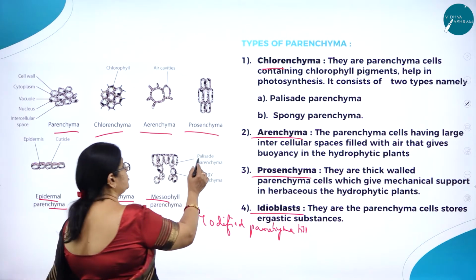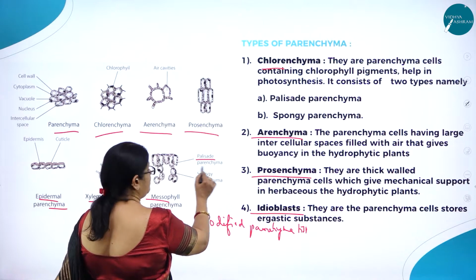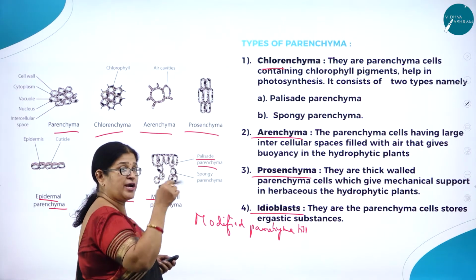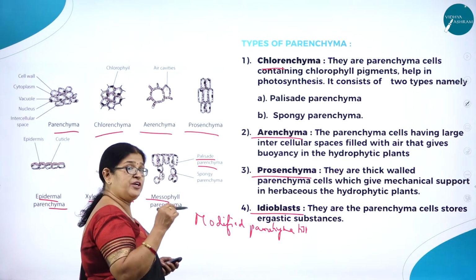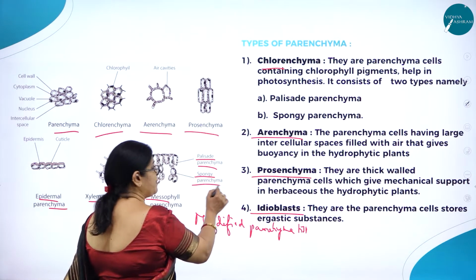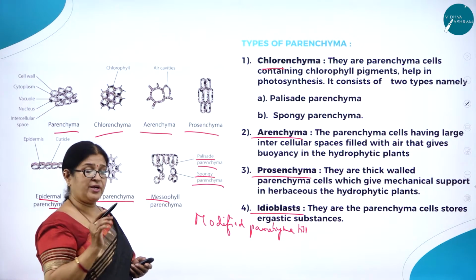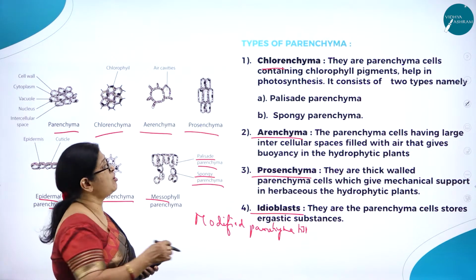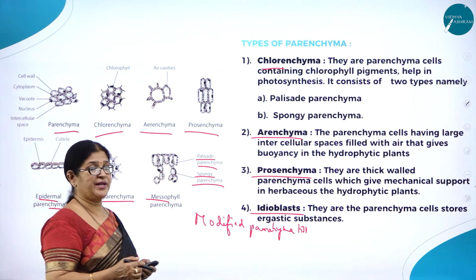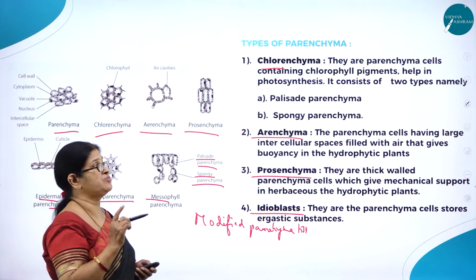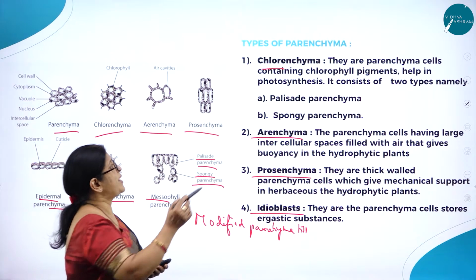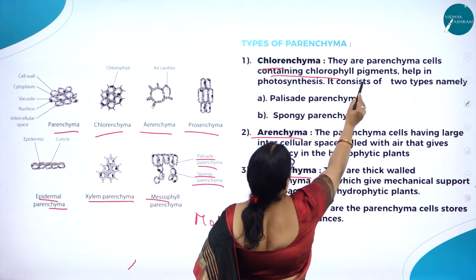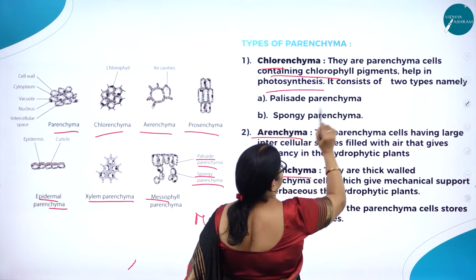So here you can see the two types of chlorenchyma. One is called palisade, which are elongated cells compactly arranged, filled with chloroplasts, whereas spongy parenchyma are spherical cells having large intercellular space, filled with chloroplasts. So all these are the types of parenchyma tissue. Now let us move on to the first one called chlorenchyma. They are parenchyma cells containing chlorophyll pigments that help in photosynthesis.